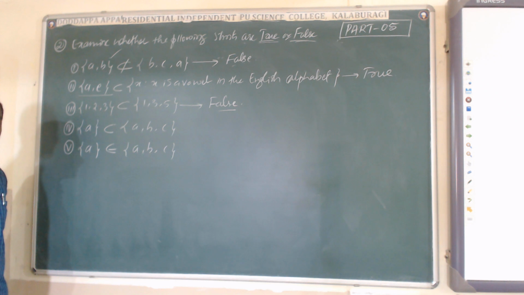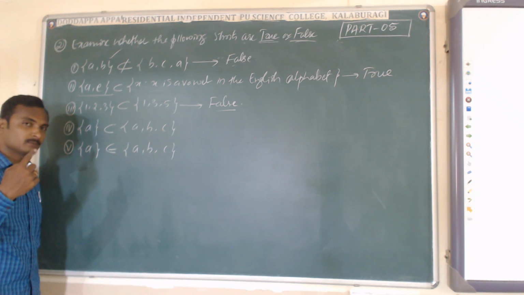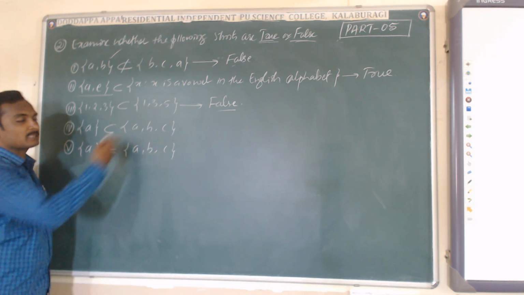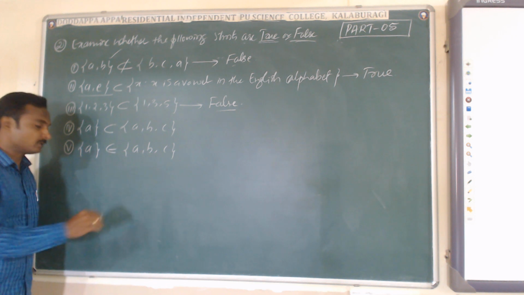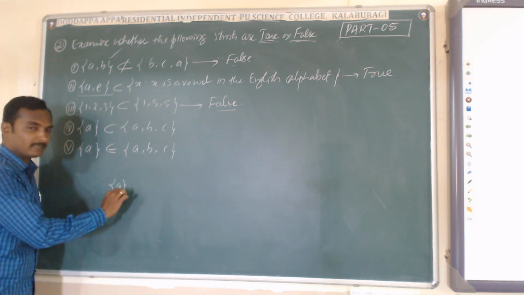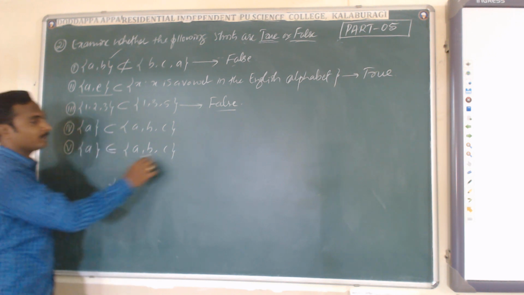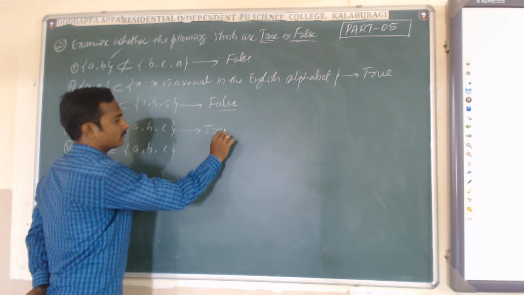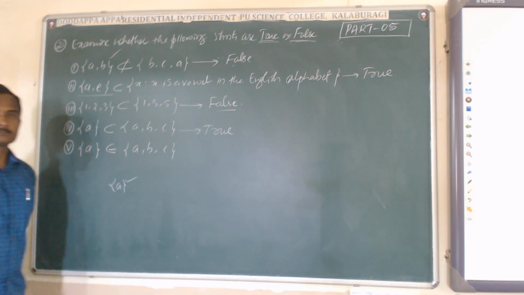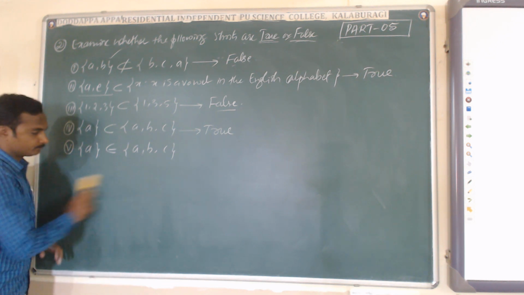A comma B comma C. Think. Just now I wrote all the subsets of A, B, C. Out of that, the set which contains only one element A is a subset of the given set A, B, C. Therefore, this statement is true.